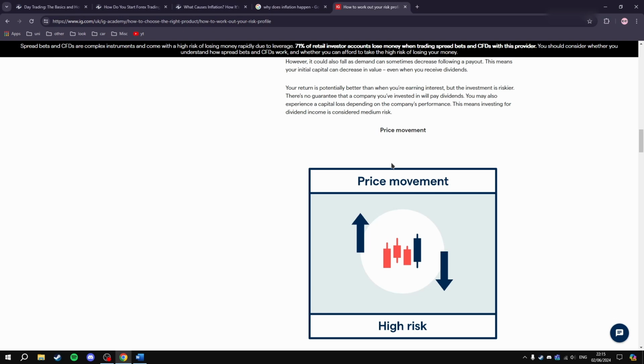This means your initial capital can decrease in value even when you receive dividends. Your return is potentially better than when you're earning interest, but the investment is riskier. There's no guarantee that a company you've invested in will pay dividends. You may also experience a capital loss depending on the company's performance. This means investing for dividend income is considered medium risk.